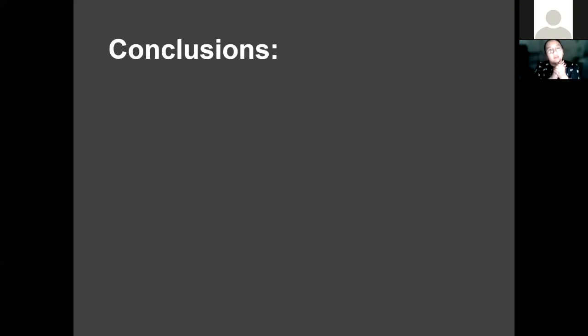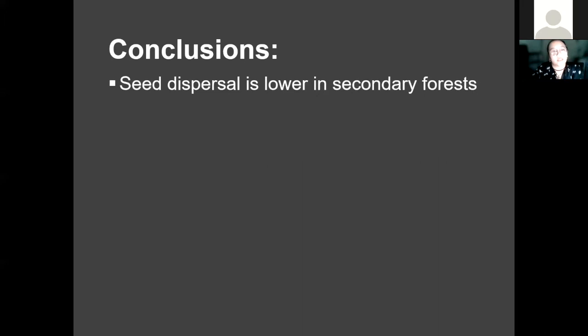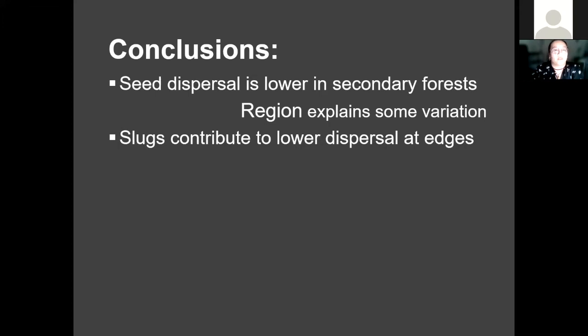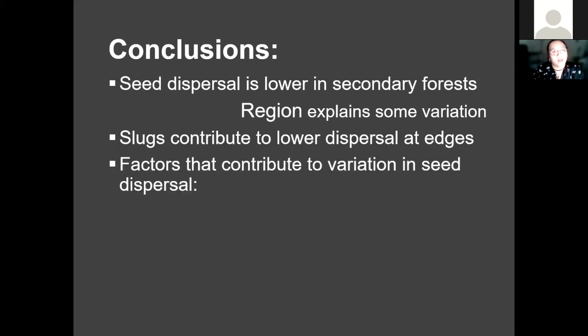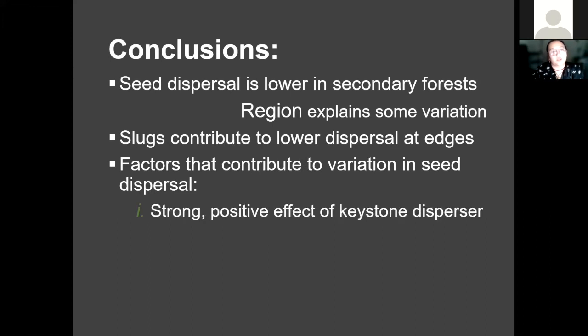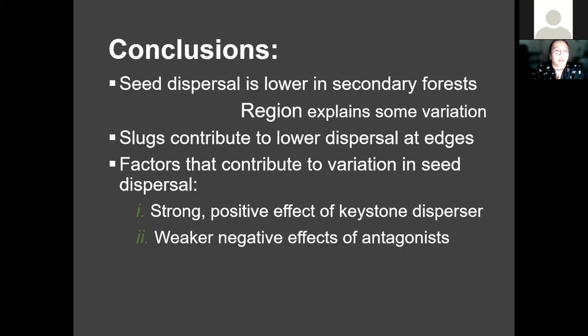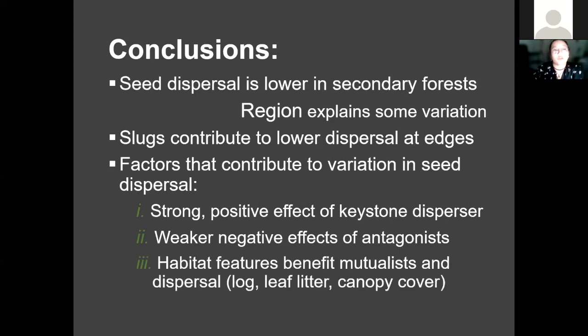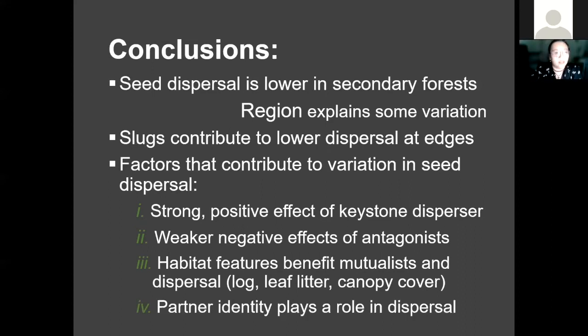So the key takeaways that I hope all of you take away from these three studies that I've shown you is that seed dispersal seems to be lower in secondary forests. We can think about region explaining some of this variation. But we also could think about the fact that slugs contribute to lower dispersal at edges. There are other factors that contribute to variation in seed dispersal. So thinking about the presence and abundance of our keystone disperser. Could there be other effects of our antagonists? Also, habitat seems to have an impact on our invertebrates, therefore indirectly impacting seed dispersal. And then ultimately partner identity. So which Phoenogaster is interacting with the seeds seems to play a role.